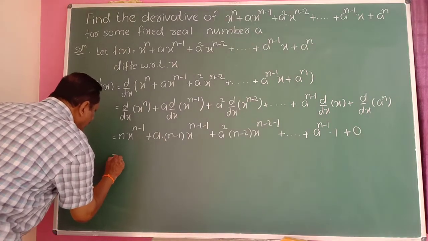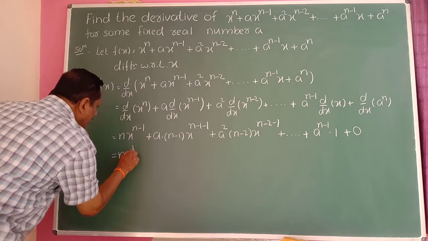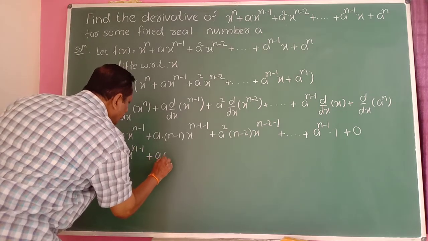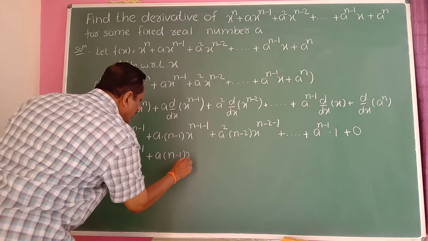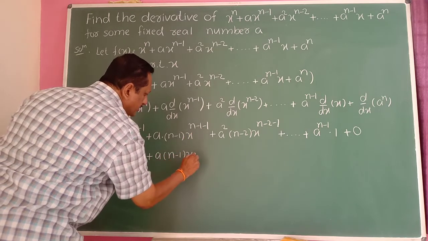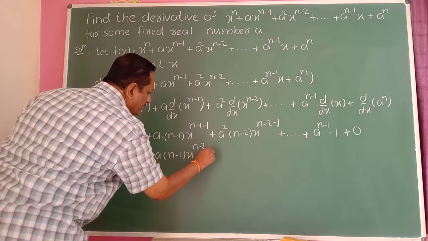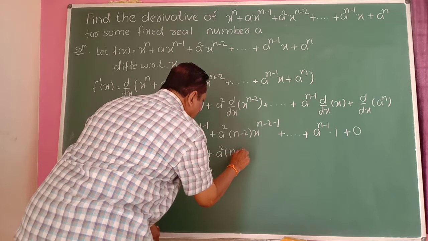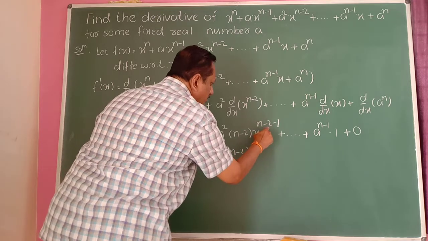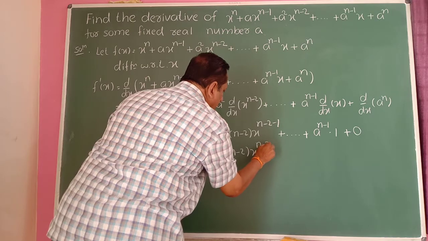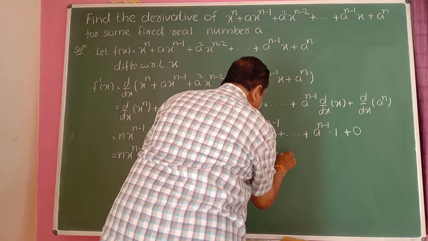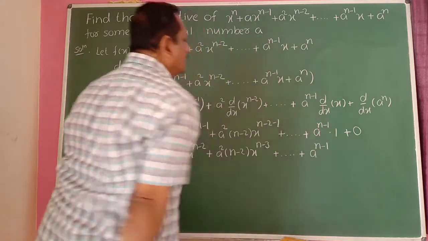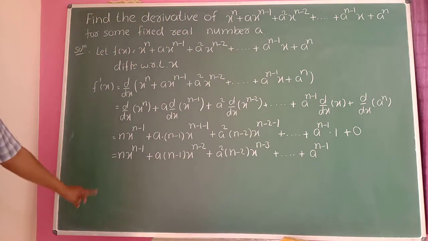Therefore, this is equal to n x raised to n minus 1, then plus a into n minus 1 into x raised to n minus 2, where n minus 1 minus 1 becomes n minus 2, then plus a square into n minus 2 into x raised to n minus 3, plus continue like that, plus a raised to n minus 1 into 1 becomes a raised to n minus 1. So this is the answer.